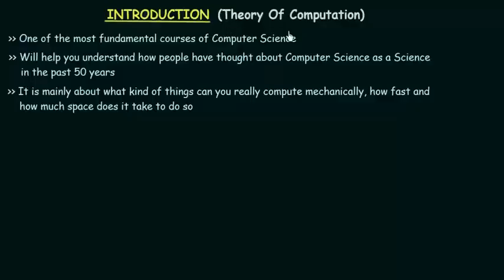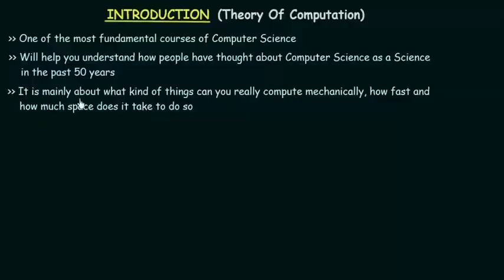So what is Theory of Computation? This theory of computation is one of the most fundamental courses of computer science. This course is one of the most fundamental as well as abstract courses of computer science which every computer scientist and engineers must know. This course is not going to help you write programs or build a computer as such, but it will help you understand how people have thought about computer science as a science in the past 50 years. Okay. So what does this mean and what is it really about?